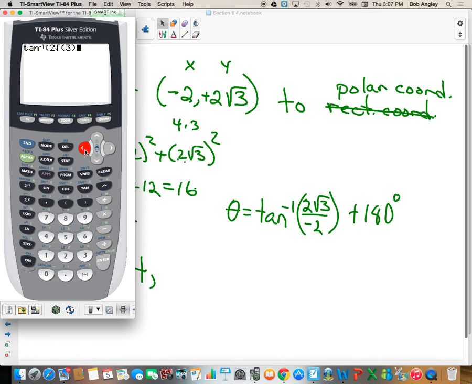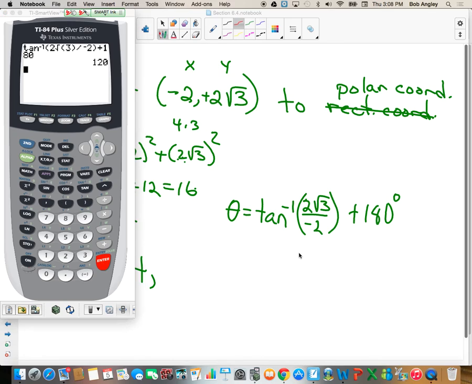Let's see. I can get away with that parentheses. All right, so right here, let me go divided by -2. Now make that parentheses. And then go plus 180. All right, and check the mode that you're in degree mode. All right, press enter, and notice it gives us 120. Okay? Now, what that meant was this. When we did this, we were going to get -60 degrees and then add 180, and that got the 120.